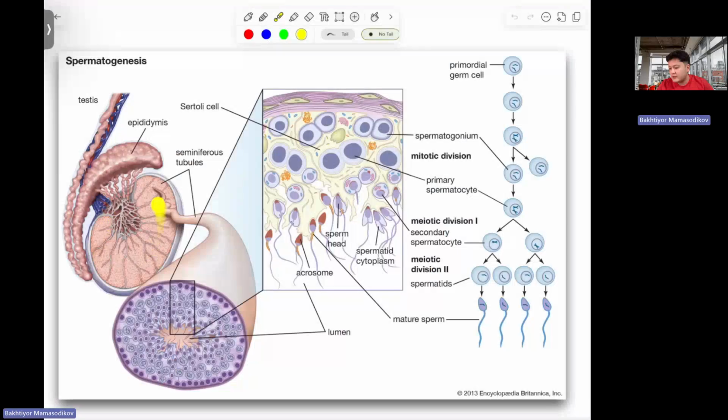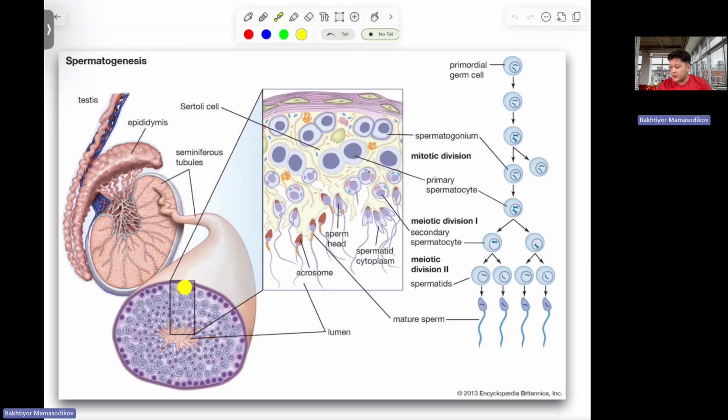So spermatogenesis and oogenesis, we should cover this topic as well. So spermatogenesis, as you can see, this is the testis, and in the testis you can see the seminiferous tubules. This is one seminiferous tubule, and this is the epididymis where the sperm is stored, and this is the vas deferens where it exits.